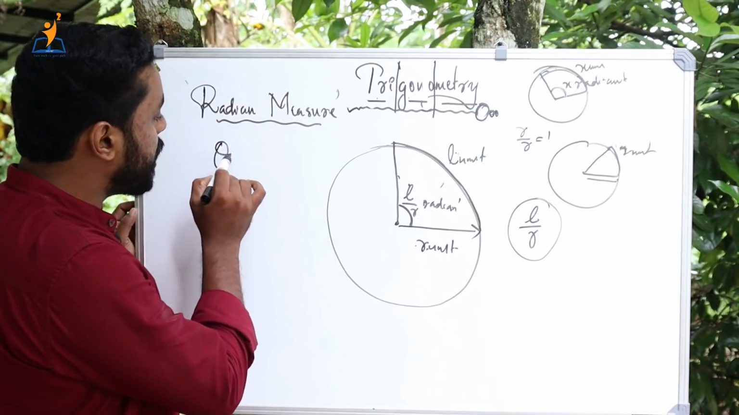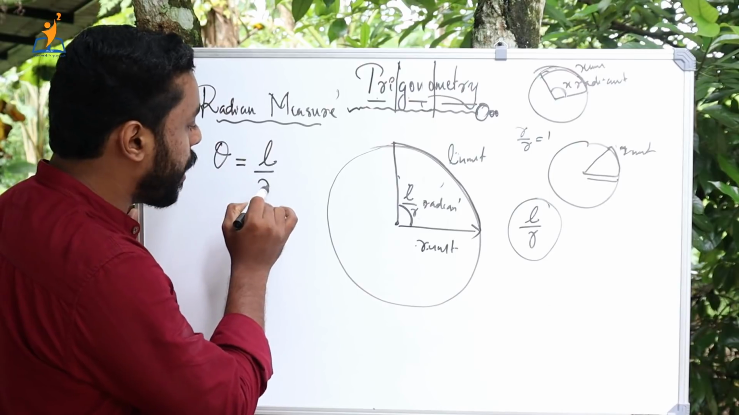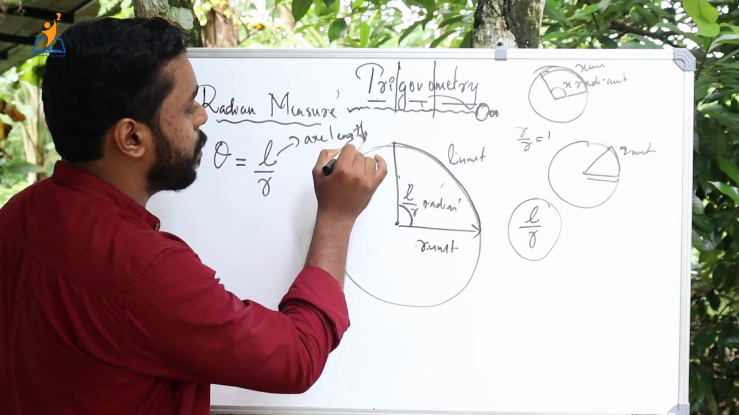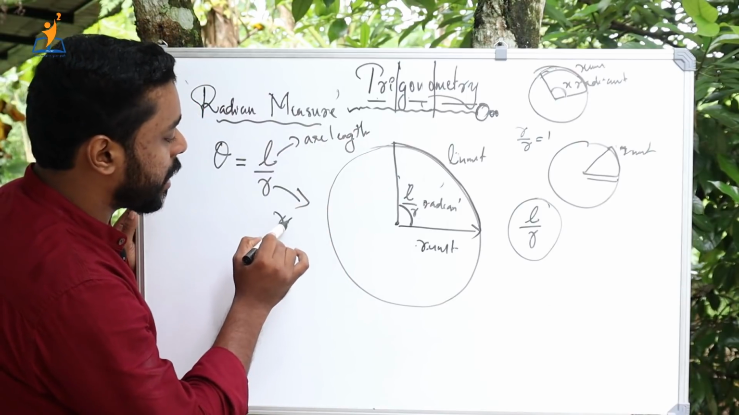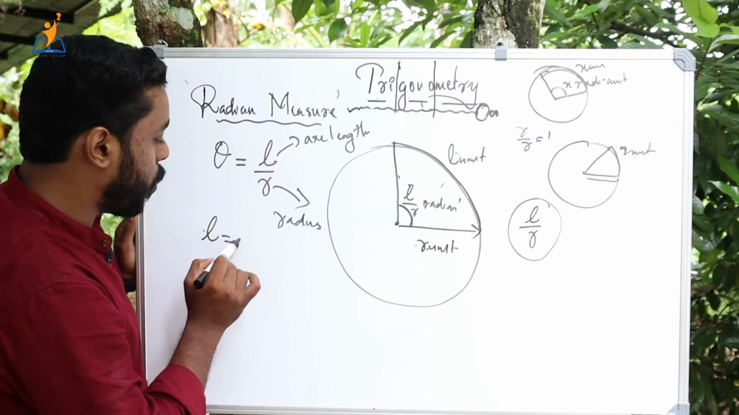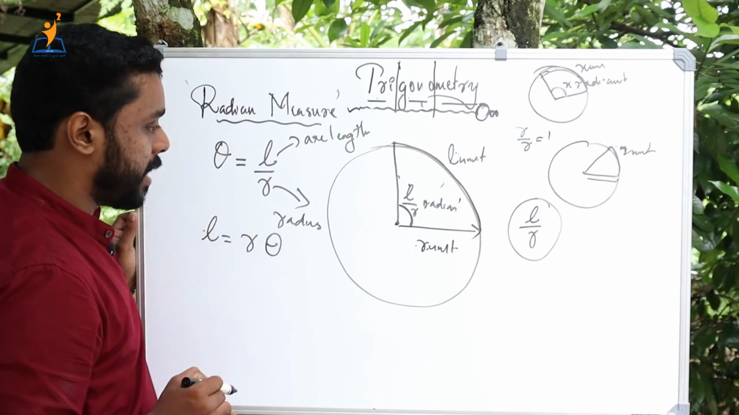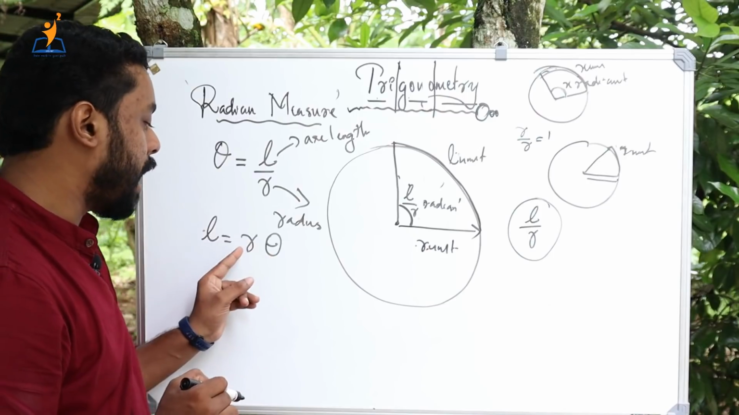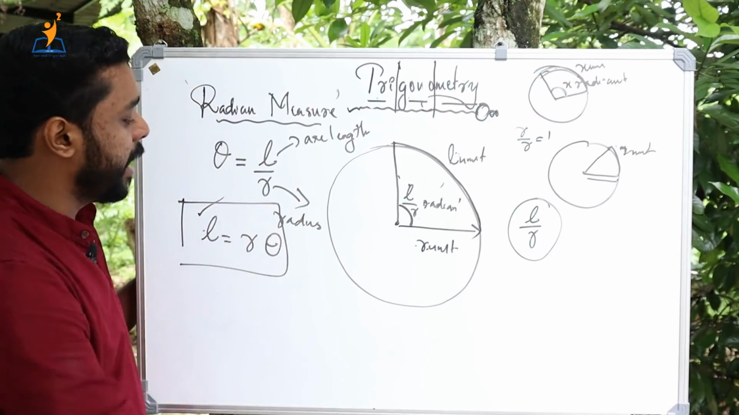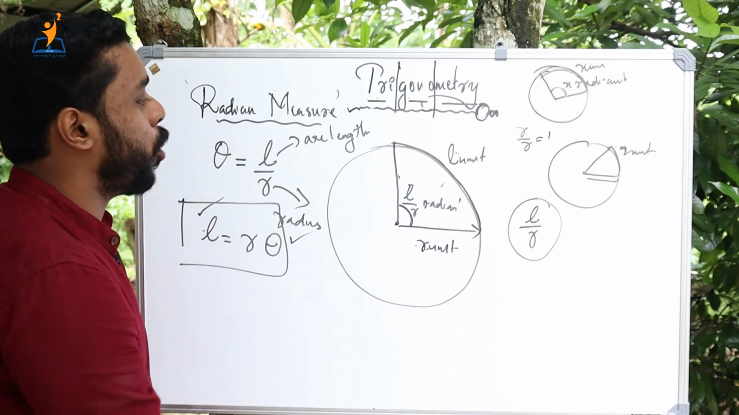That is, theta is equal to L by r, where L is the arc length and r is the radius. This is very important, just remember this. Therefore L is equal to r theta. That is, if theta is given and r is known, then the arc length can be evaluated using the formula L is equal to r theta. This is also a very important formula.